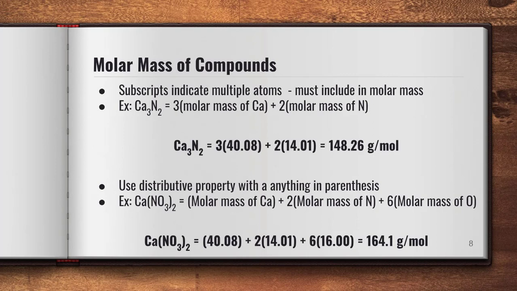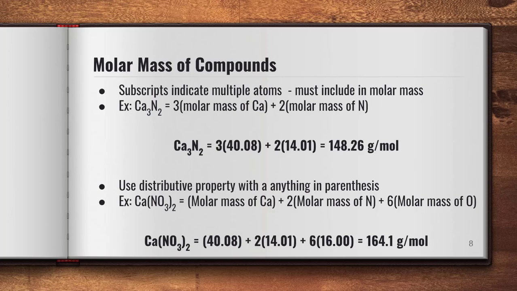Subscripts, the little numbers next to the elements, indicate multiple atoms, so we must include those in our molar mass. So for example, if we use calcium nitride here, Ca3N2 means that I have 3 calcium atoms, so I need to take the molar mass of calcium times 3, plus the molar mass of nitrogen times 2, and then add all of those together.